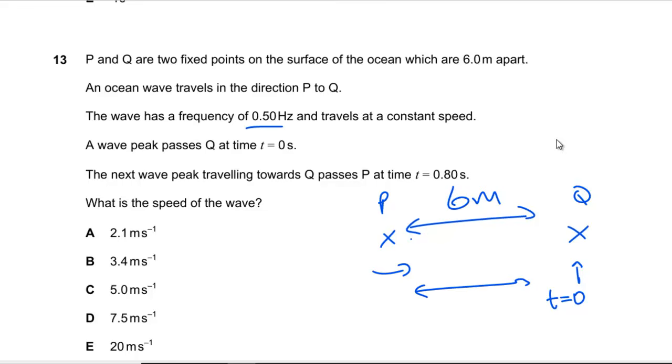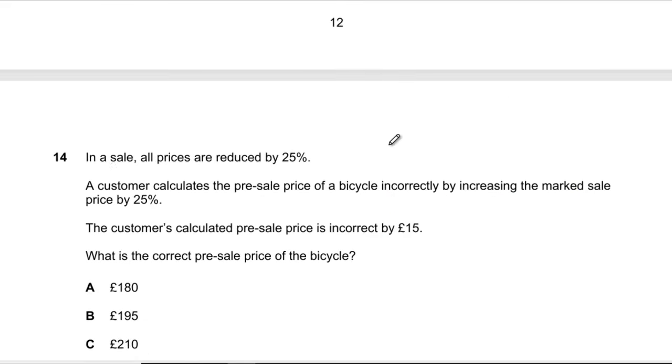What's the speed of the wave? So it's doing 6 meters in 1.2 seconds. So it's doing 5 meters per second. So that is that one.